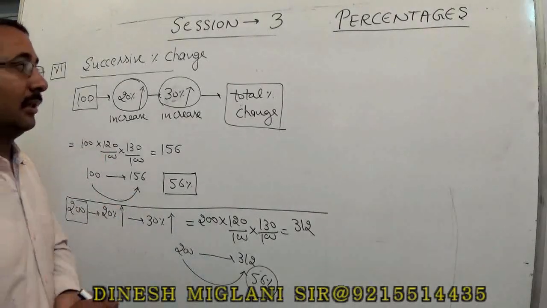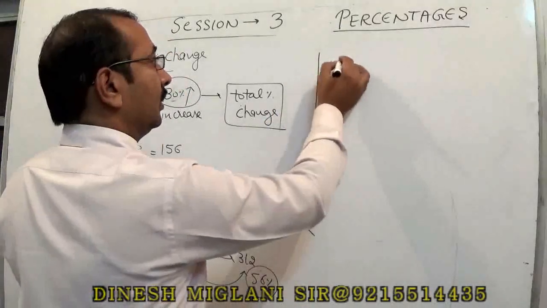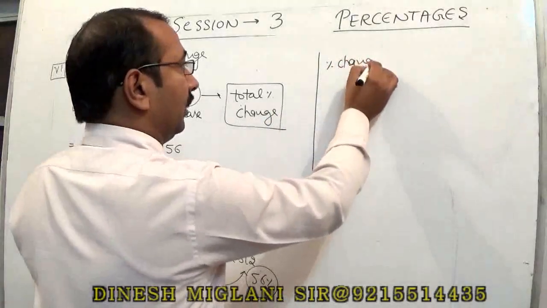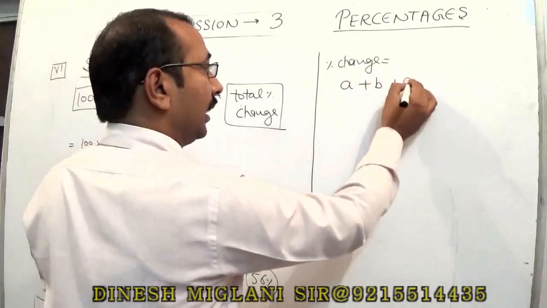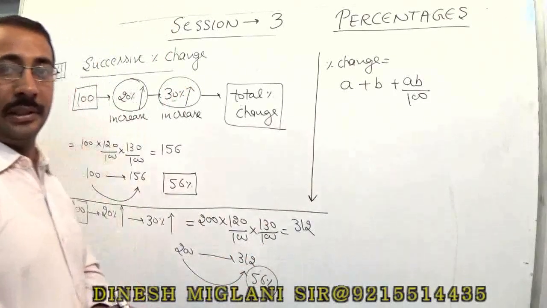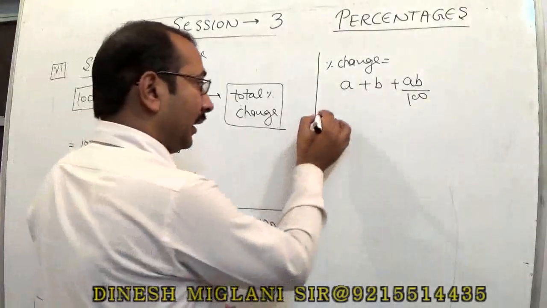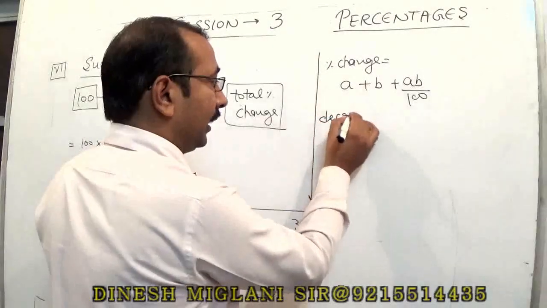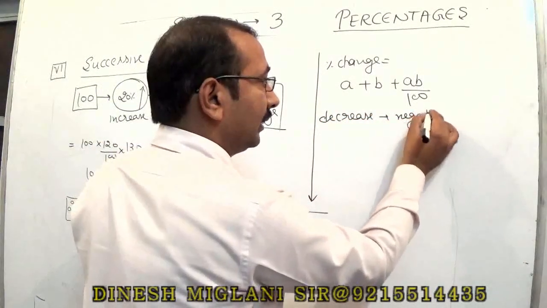So we have a very standard shortcut formula whenever we have to find the percentage change. This formula is taken as A plus B plus A into B divided by 100. If at any place there is a decrease, we take it as negative. If there is a decrease, we take it as a negative value.